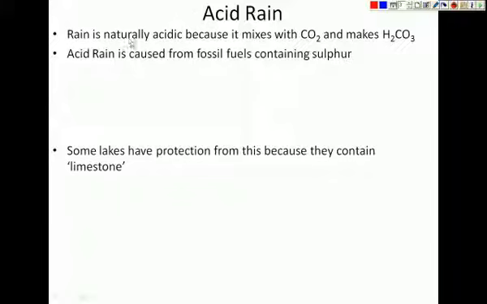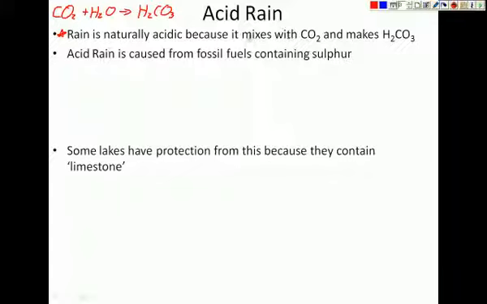Rain is naturally acidic because it mixes with CO2 and makes H2CO3. Before humans ever came to the earth, rain has always been a little bit acidic because of the CO2 in our atmosphere. CO2 in our atmosphere combines with water and makes H2CO3, which is a weak acid.